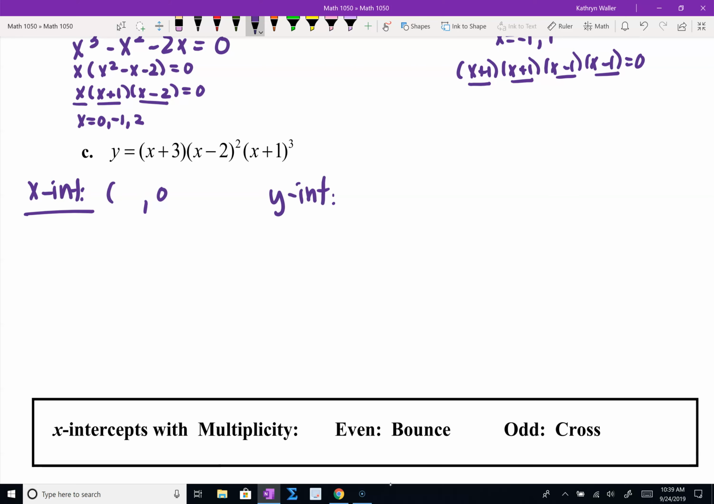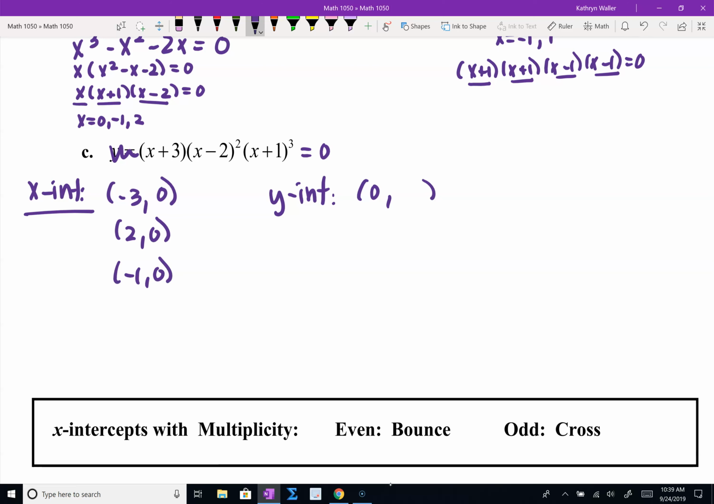So to find the x-intercept, I'm going to let y be 0. To find the y-intercept, I'm going to let x be 0. You guys, look, if I just go like this, equals 0, I'm ready to list those. So they are (-3, 0), (2, 0), and (-1, 0).